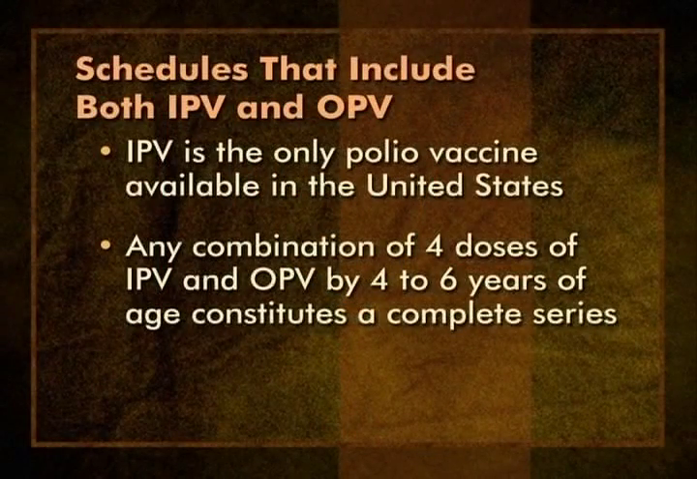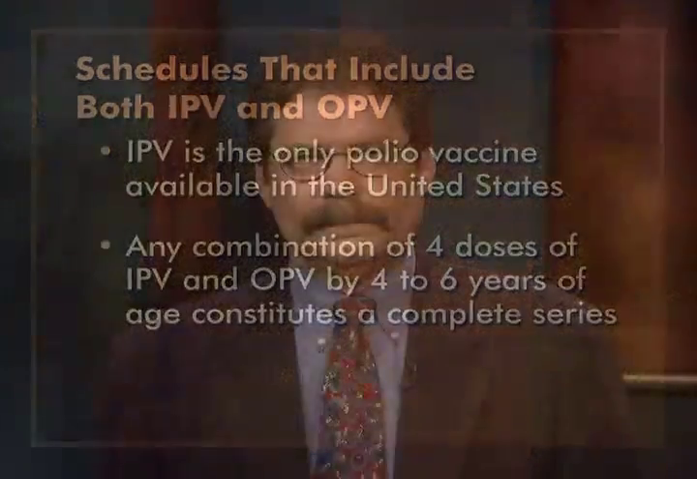Remember that IPV is the only polio vaccine available in the United States. You may still occasionally encounter a child who began the series with OPV, such as an immigrant from another country. These children should receive IPV to complete the polio vaccination series. Any combination of four doses of IPV and OPV by 4 to 6 years of age constitutes a complete series. You do not need to add any extra doses. Four total doses are all that is needed.